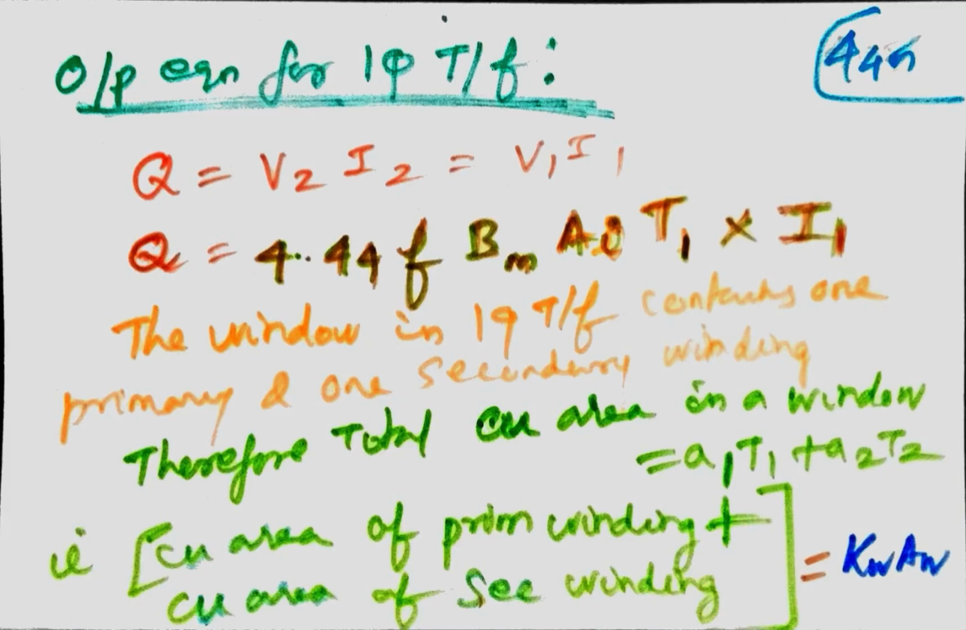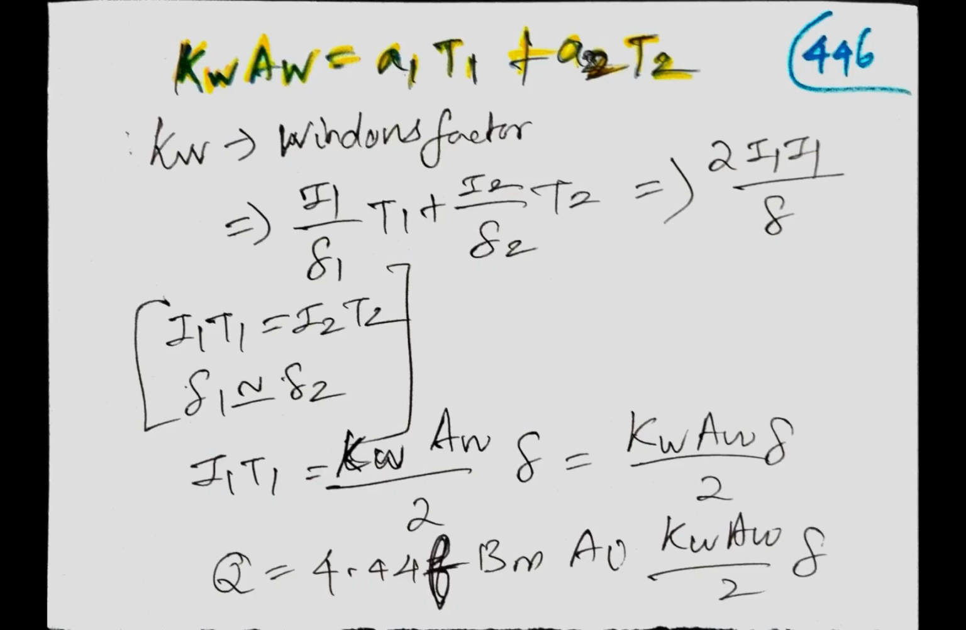W is in suffix. Kw Aw is equal to A1 T1 plus A2 T2. Kw is the window space factor. Kw is equal to I1 divided by delta 1 into T1, plus I2 divided by delta 2 into T2, that is equal to 2 I1 T1 divided by delta. I1 T1 is equal to I2 T2, and delta 1 is approximately equal to delta 2. So I1 T1 is Kw Aw divided by 2 into delta.